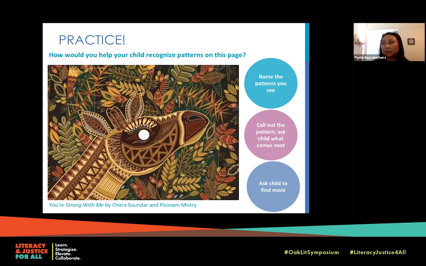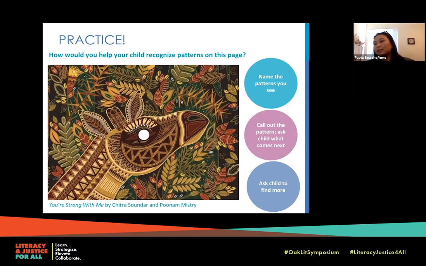If you have any question, just again share in the chat. So here we're gonna practice. How would you help your child recognize patterns in this picture? For the sake of time, I'm just gonna go ahead and share with you. Here, we look at this page. It's full of shapes and full of patterns.